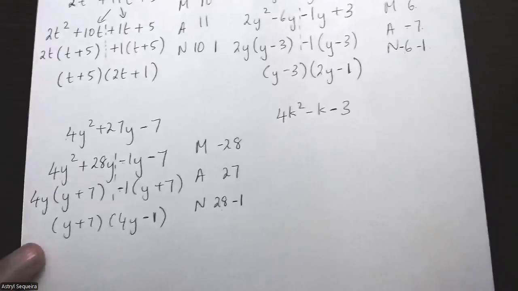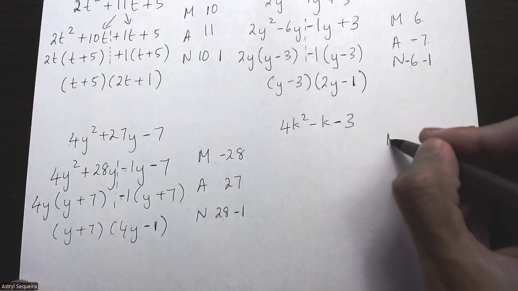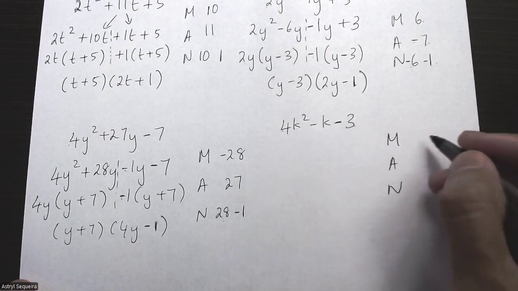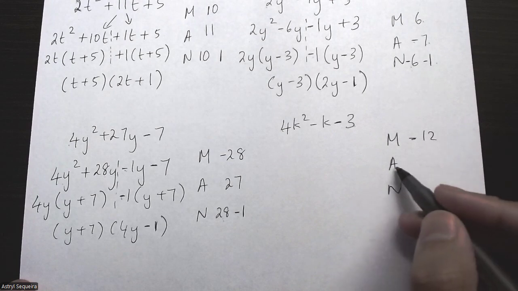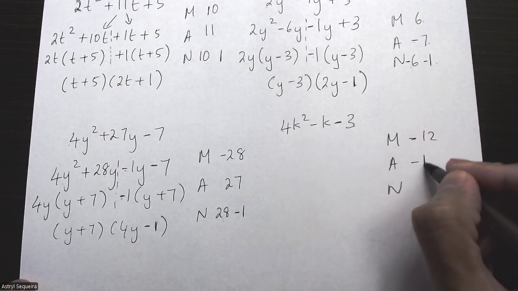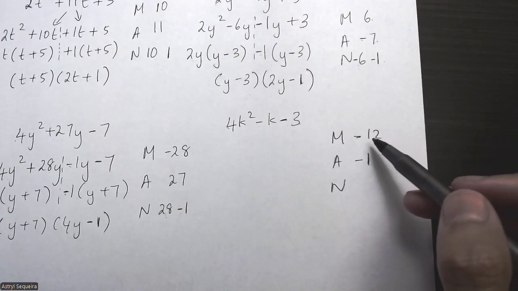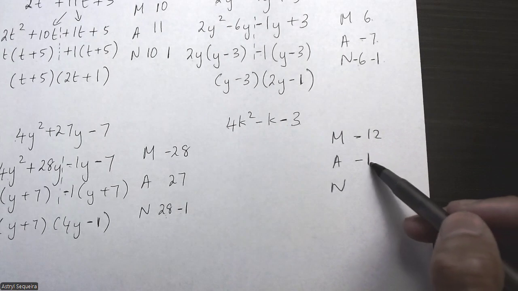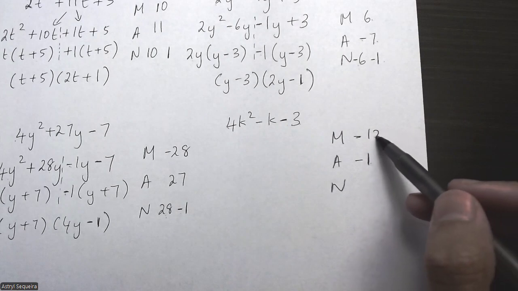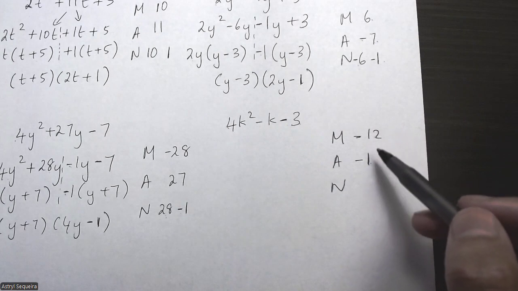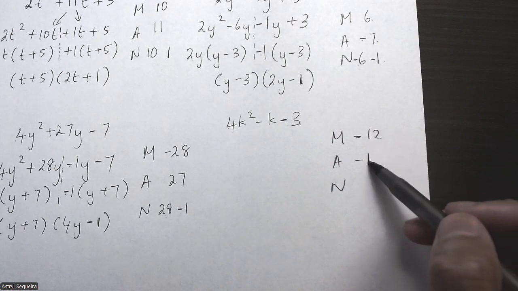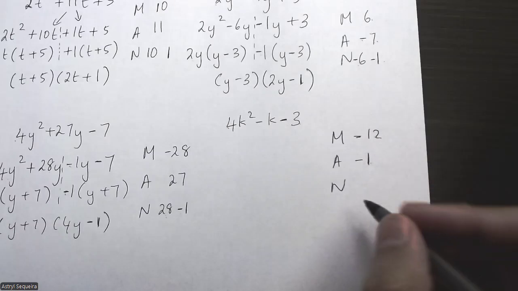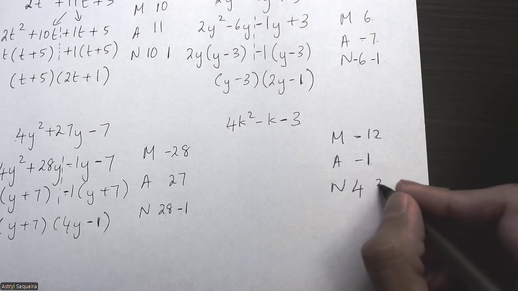Then last and final question. Let's try this one here. So multiply, addition, numbers. So multiplication: 4 times -3 is -12. My A is just -1. My two numbers, so 12 times 1 is 12, but 12 plus or minus 1 will not give me 1, so I have to try something else. 6 times 2 is 12, but 6 plus 2 is not 1, 6 minus 2 is not 1, so that won't work. 4 times 3 is 12, and then 4 minus 3 will give me 1. So I know my numbers are 4 and 3.